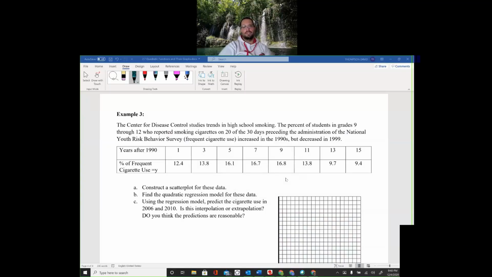Example 3. The Center for Disease Control studies trends in high school smoking. The percent of students in grades 9 through 12 who report smoking cigarettes on 20 of the 30 days preceding the administration of the National Youth Risk Behavior Survey, frequent cigarette use, increased in the 1990s but decreased in 1999. Construct a scatter plot of these data. So we had the years after 1999, and then we had the percent of frequent cigarette use for y. So we need to use Desmos to construct the scatter plot.